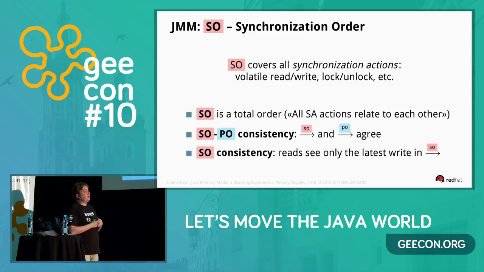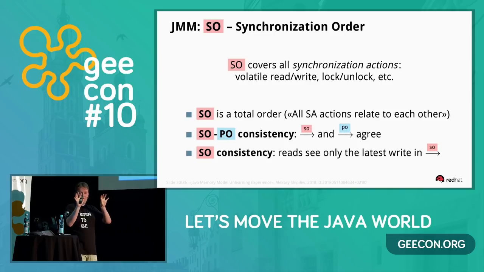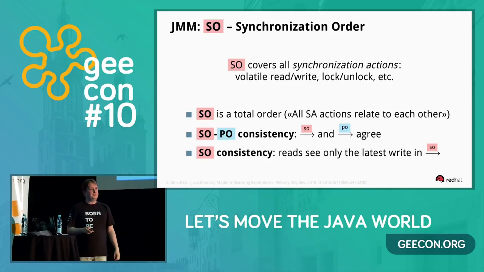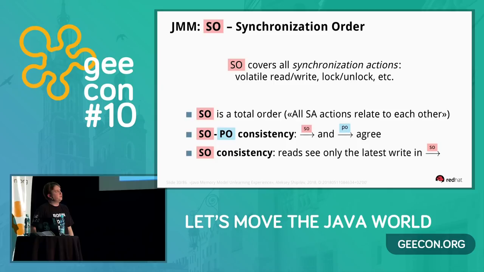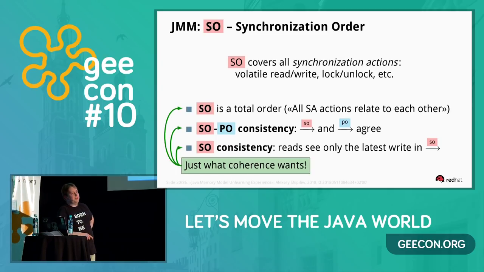First, if you have an execution and the program order mandates that some operations are in a particular order, synchronization order should agree with it. And the other rule concerns the values that you observe in your reads. It says that the reads in synchronization order have to observe the latest write in SO. If you stare at it long enough, you will realize this is what coherence wants. Basically, it wants a total order consistent with program order, and the values that you read apparently form this total order.